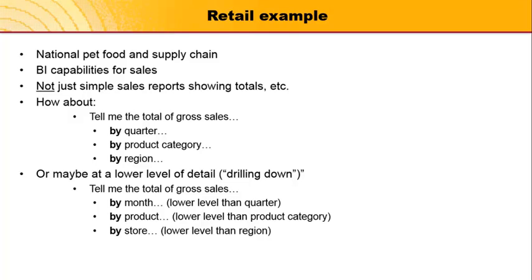So we still want to see the total of gross sales, but instead of by quarter, we want to see it by month. Instead of by product category, we want to see it by actual product. And again, instead of by region, let's look at these gross sales by each of our stores. So we take the levels of detail for the data we're looking at, and we drill down into lower levels.